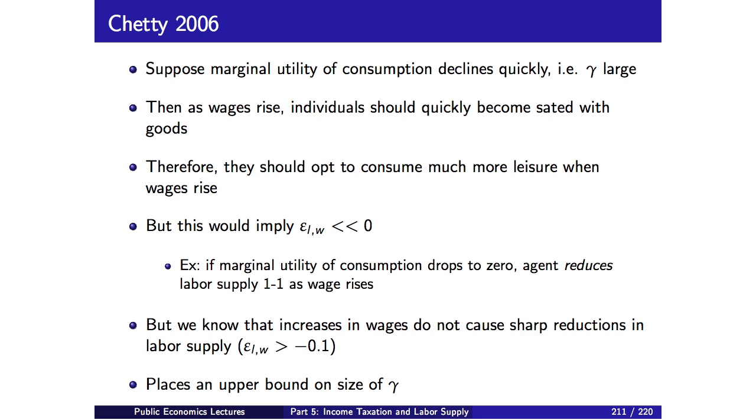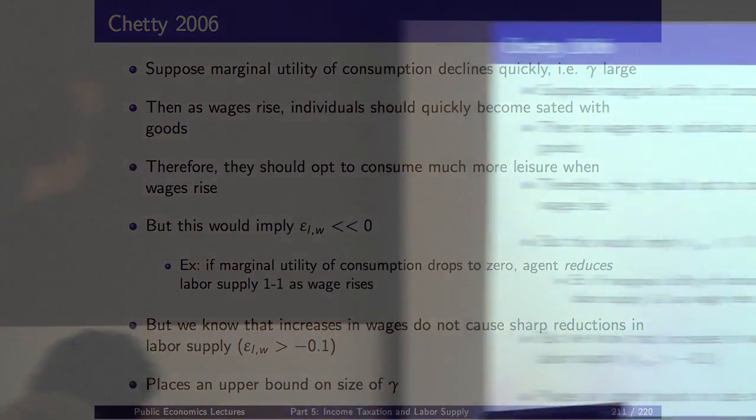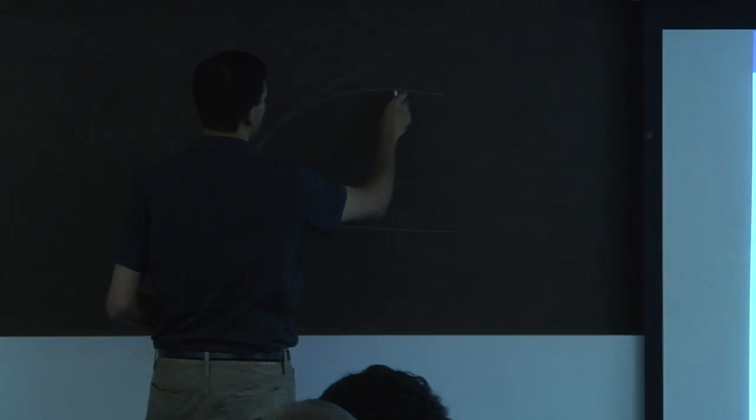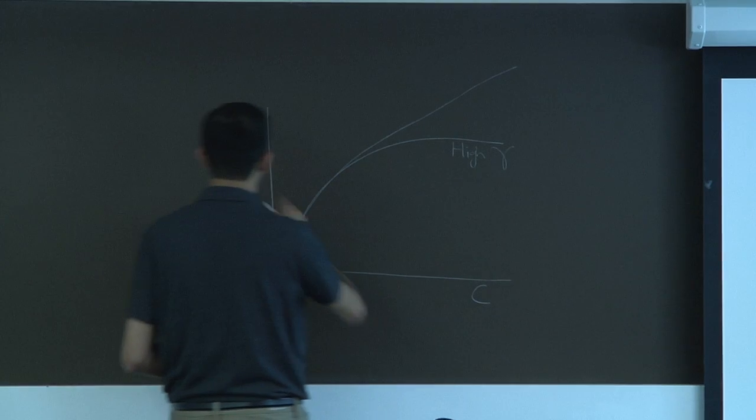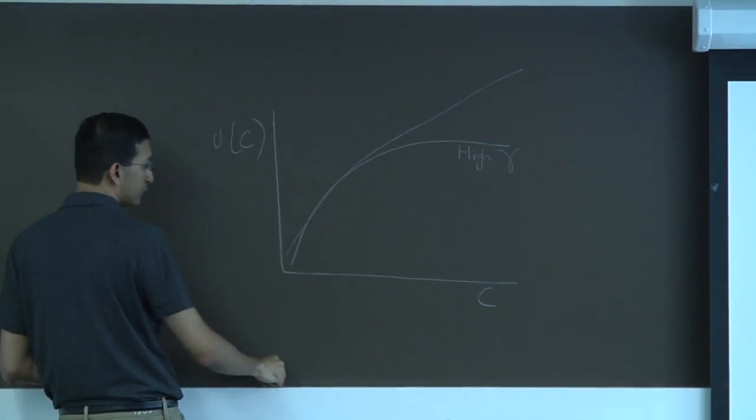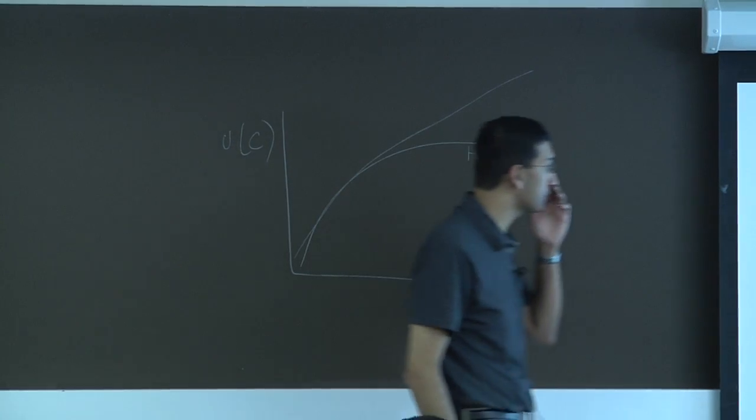So let's suppose that risk aversion, or the curvature of utility, is very high. So the marginal utility of consumption actually diminishes very quickly in practice, right? So that is, the utility function looks like this rather than something that's much more linear. Okay, so this is the high gamma case. So suppose you're in that world.